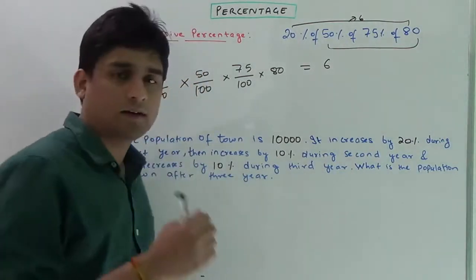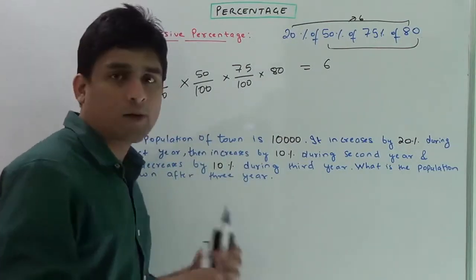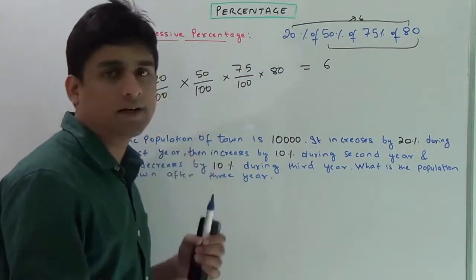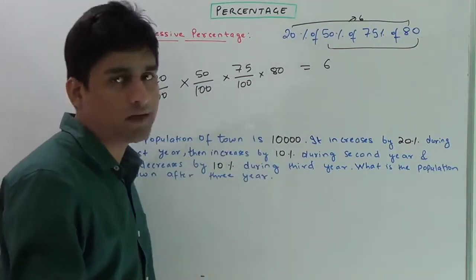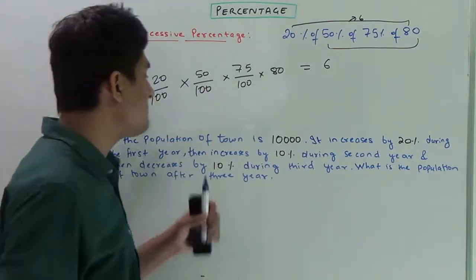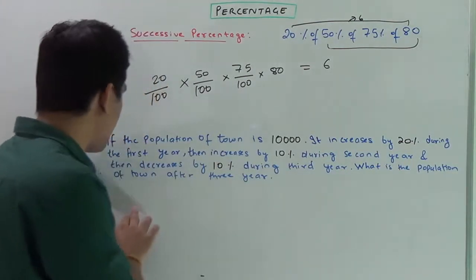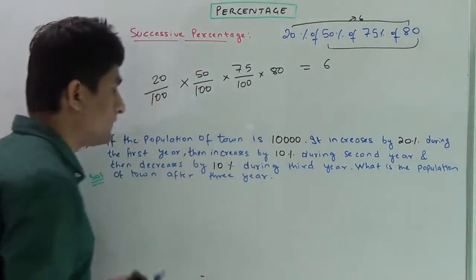The question says the population of a town is 10,000 and it increases by 20% after the end of the first year. Then again it increases by 10% at the end of the second year. And finally, at the end of 3 years it decreases by 10%. We have to calculate the population of the town after 3 years. How will you solve this question?